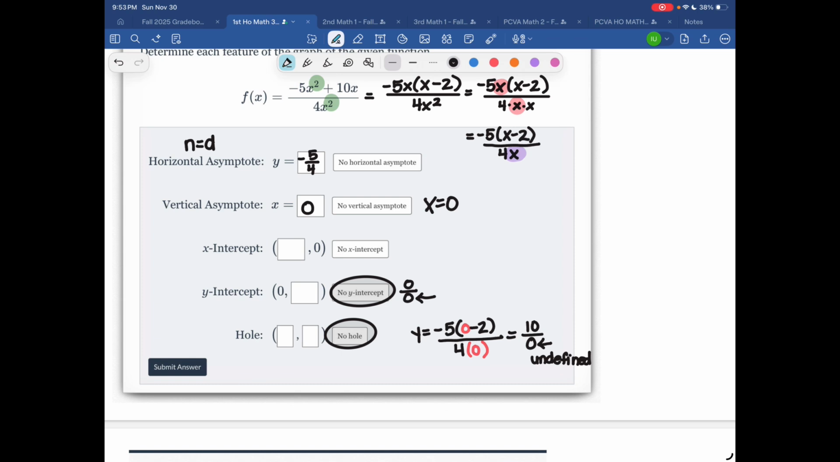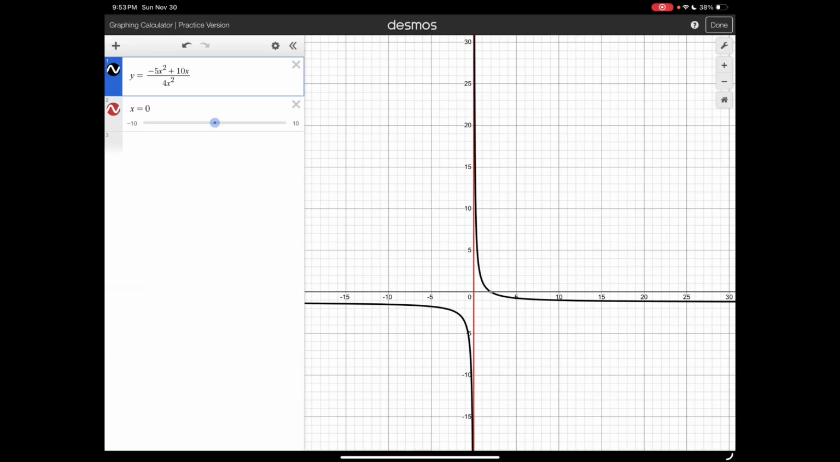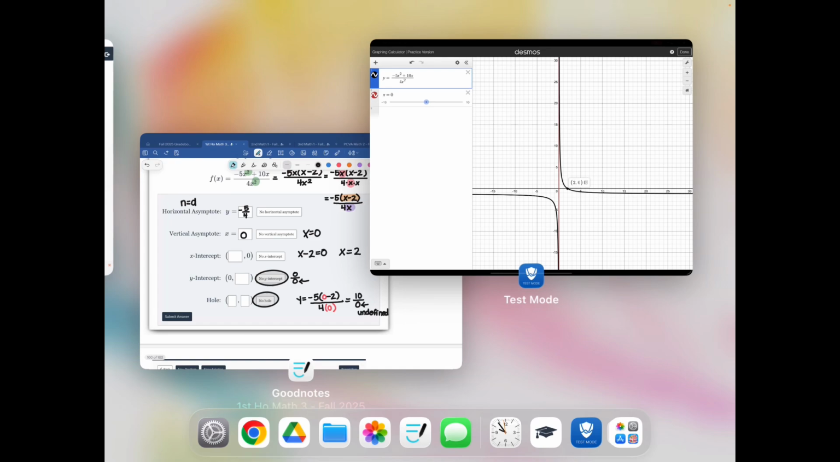So we have the x-intercept. So the x-intercept is whatever is left over in the numerator. So we're not going to use the negative 5, but we are going to be looking at x minus 2. So we have an x-intercept at positive 2. So if we go check that out, we can see that that crosses at positive 2.